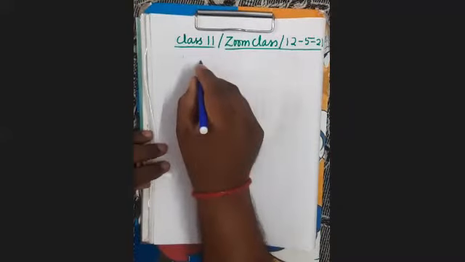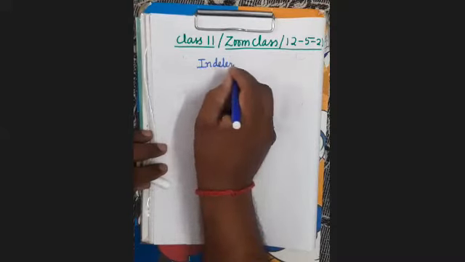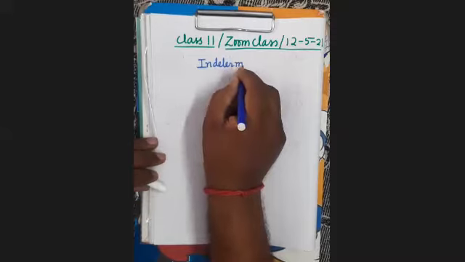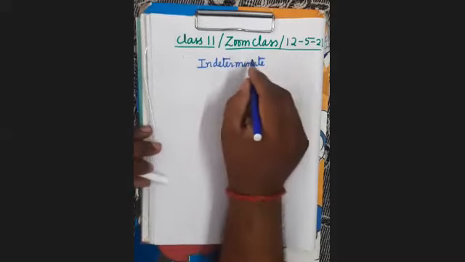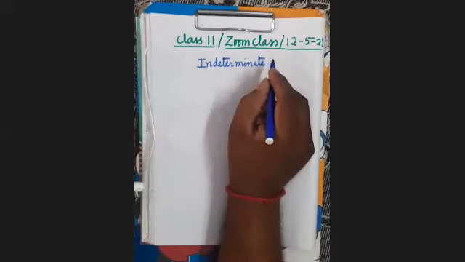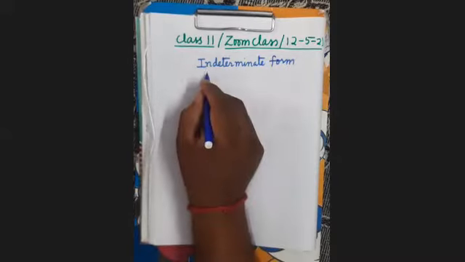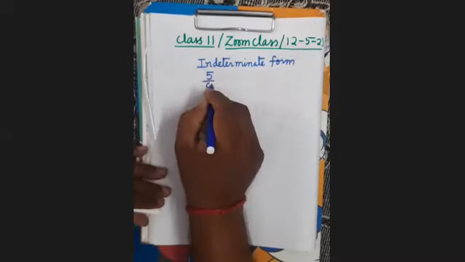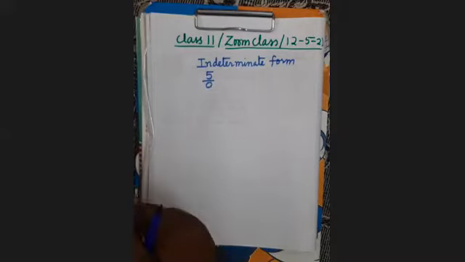Now there are some indeterminate forms. Indeterminate form means which cannot be determined. It's clear. For example, if you write 5/0, can it be determined? No. Division by 0 cannot be determined. It's clear. This is an indeterminate form.